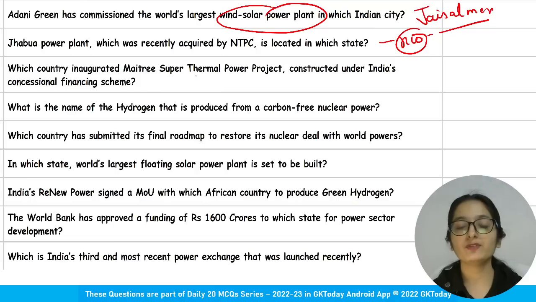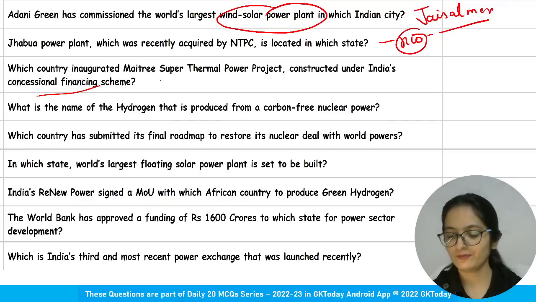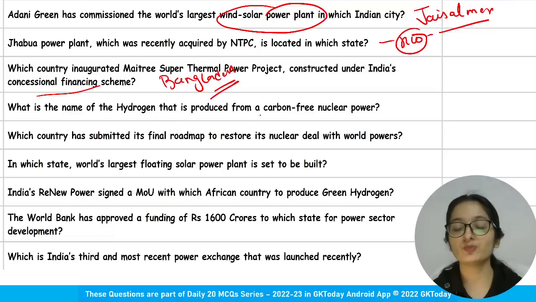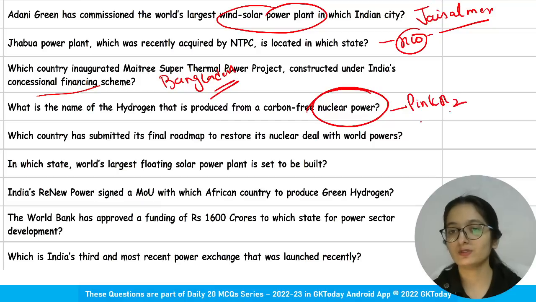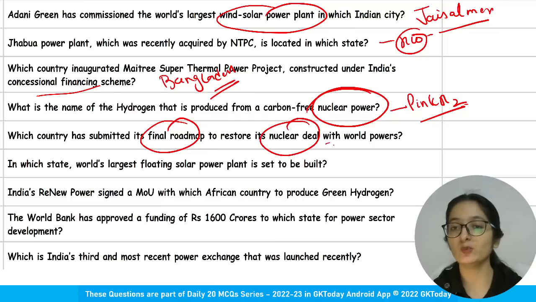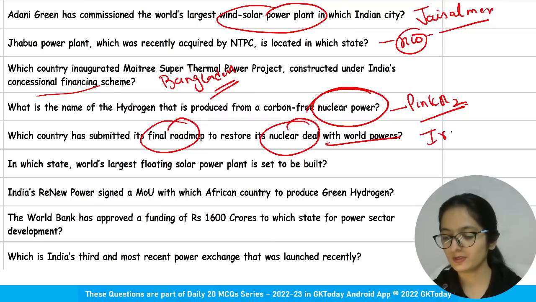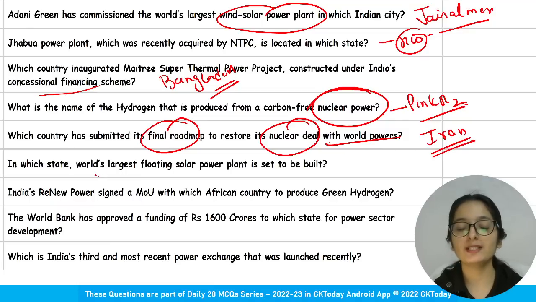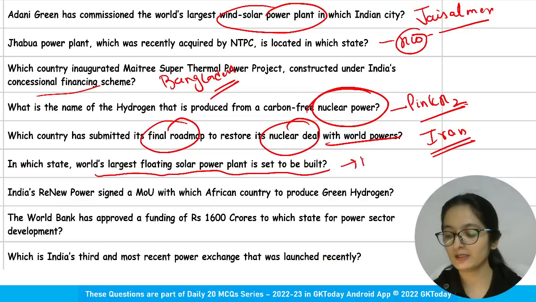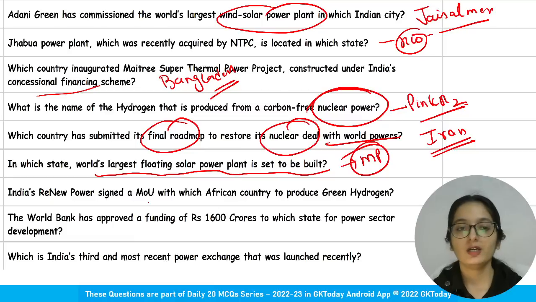Which country inaugurated Maitri Super Thermal Power Project constructed under India's concessional financing scheme? Bangladesh. What is the name of hydrogen that is produced from a carbon-free nuclear power? Pink hydrogen. Which country has submitted its final roadmap to restore its nuclear deal with world powers? Iran. In which state world's largest floating solar power plant is set to build? Madhya Pradesh.